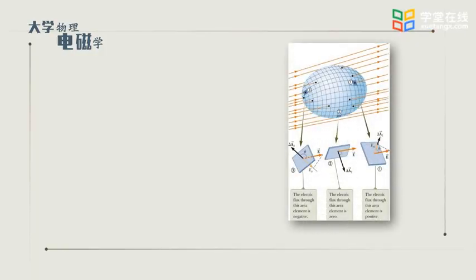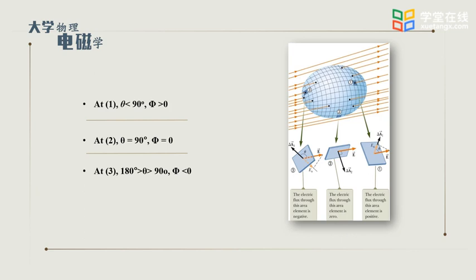Please look at this figure. At the location 1, the field lines are crossing the surface from the inside to the outside. In this case, theta is smaller than 90 degrees, and the flux is positive. At the location 2, the field lines graze the surface, where theta equals 90 degrees exactly, and the flux is 0. At the location 3, the field lines are crossing the surface from the outside to the inside, and the flux is negative. Hence, the flux is a scalar quantity but is sign-sensitive.